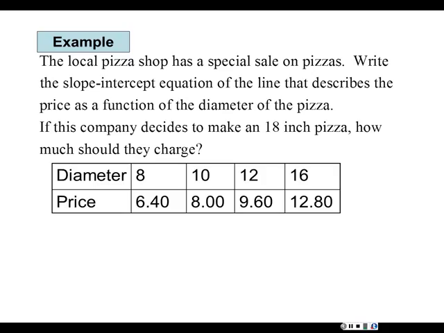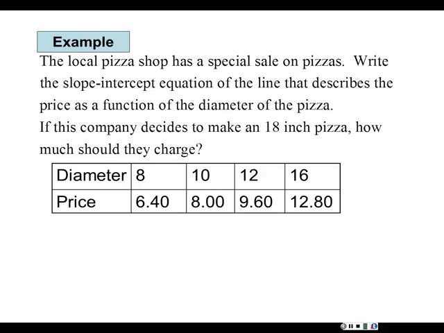Let's pick the first 2 points, because we can pick any 2. So the first point is x1, y1, and the second is x2, y2. Remember the prices are y's for you, right? And the diameters are x's. So let's subtract the y's. 8 minus 6.4 over 10 minus 8, right? So this is going to be 1.6 over 2, which is 0.8.